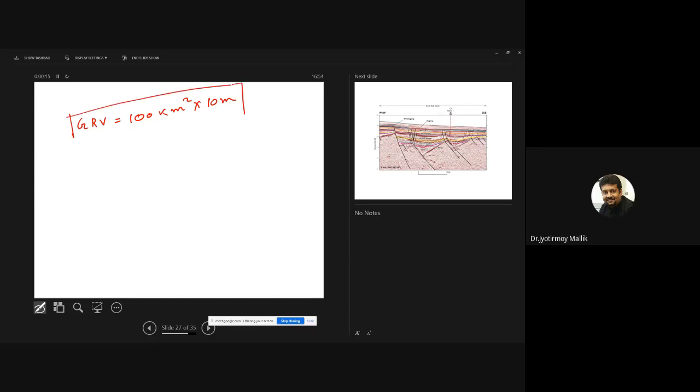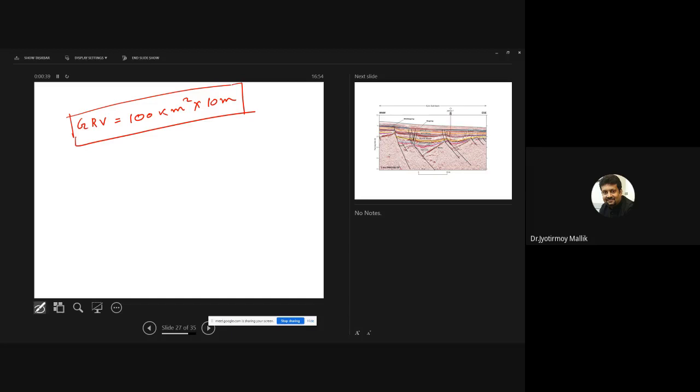So by analyzing the seismic, I have essentially calculated my gross rock volume. Okay. By plotting the depth of a particular reflector along different inlines and cross lines over an area, I can calculate the area, and then I can calculate the reservoir thickness with the area, and then I can get my gross rock volume.